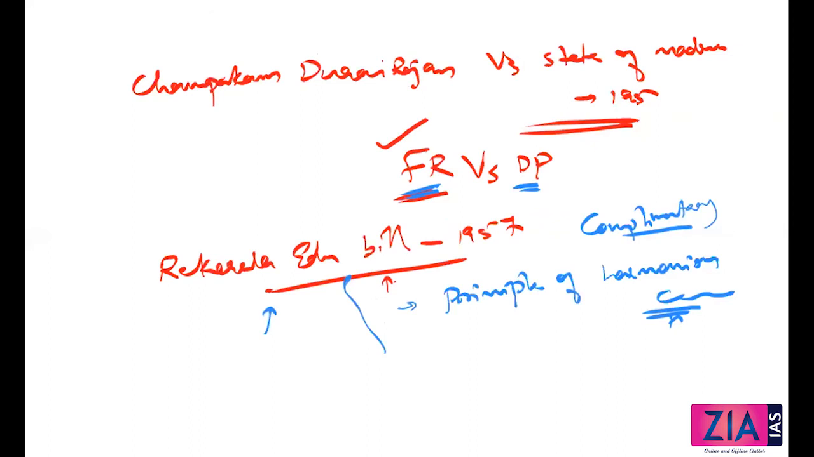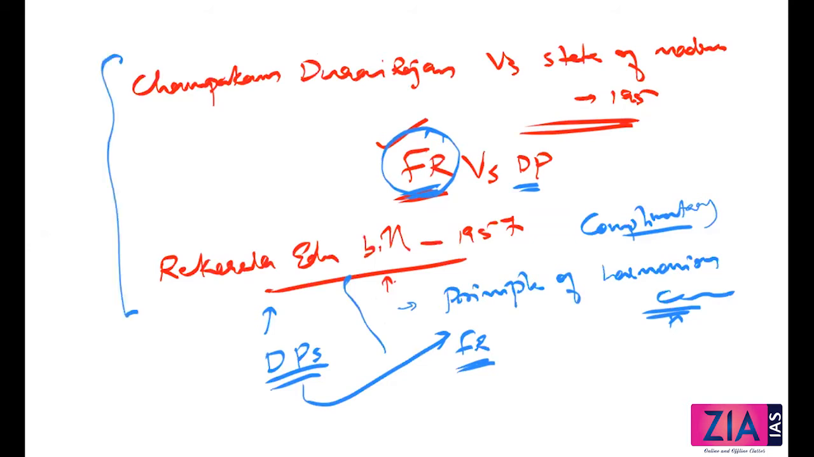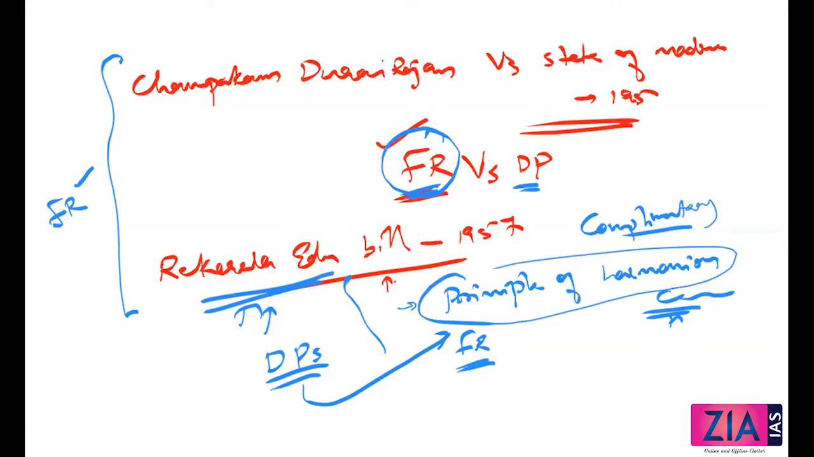However, if there is still any problem, there are reasonable restrictions on fundamental rights also. In fact, these DPs are relevant in understanding that reasonable restriction. So if there is still a problem, who gets the priority? It is the fundamental right which is going to prevail. So even in these two cases, fundamental rights have ultimately been given importance. Although the principle of harmonious construction was introduced in the Re-Kerala case, if there is still any issue, fundamental rights will survive.